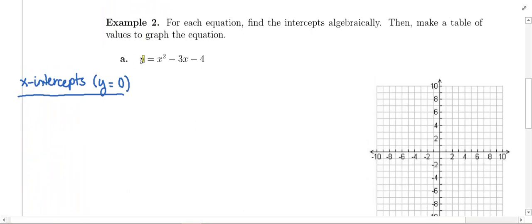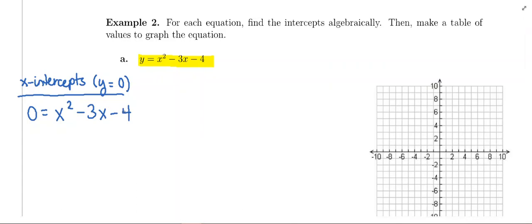So here is our equation. And everywhere we see a y, we are going to set it equal to 0. So instead of y equals, we're going to have 0 equals. And then the right side of the equation just has x's. So this is what we're going to get if we set y equal to 0. We're going to end up with 0 equals x squared minus 3x minus 4. We need to solve this for x.